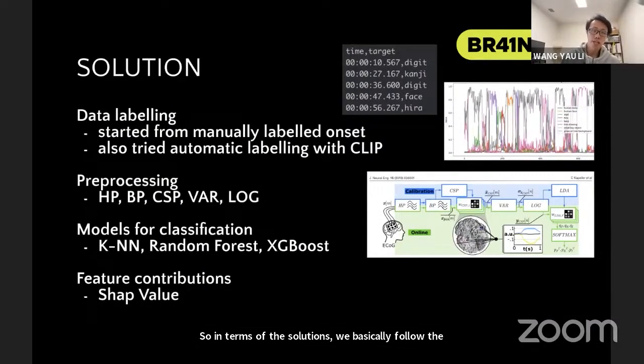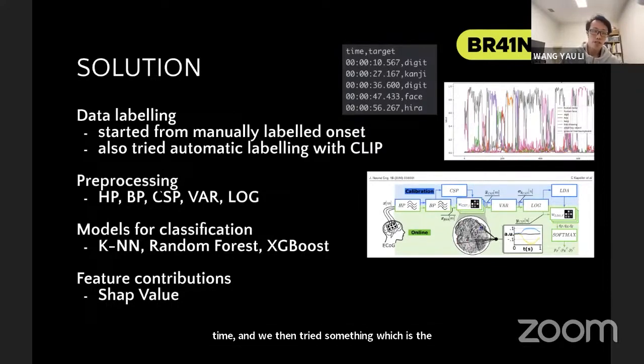We go with data labeling. First we go with manual labeling because we want to have a very high resolution of the timestamp. So we actually use a video player and pick which particular timestamp is where the target is presented as the onset. This is pretty tedious, and it took us quite some time, and we then tried something which is automated labeling, that I will talk about later.